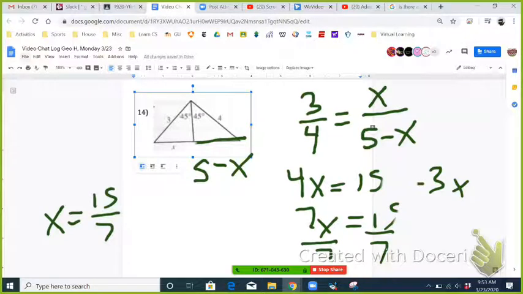Alright, and if we just make sense of that answer real quick, 15 over 7 as a decimal is about 2.1. So if this side right here is 2.1, and we subtract that from 5, we get that this side right here is 2.9, and we can see that they both add up to 5. If you do a quick check by dividing 2.1 by 2.9, you get that the ratio is around 0.75, which is 3 over 4.